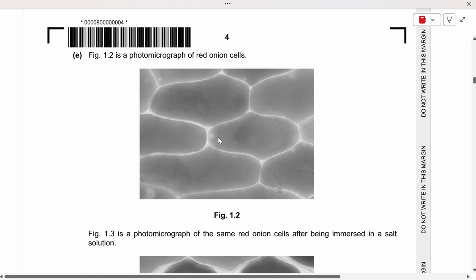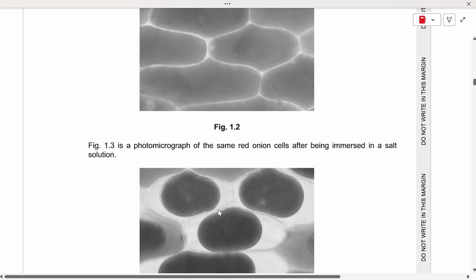Alright, but after it was immersed, it appears to be flaccid or plasmolyzed because it has lost water. Then apart from that, the cell after it was immersed appears darker than before. Again, when we look at it, we can see that the cell after it was immersed has somewhat detached from the cell wall. The cell membrane has detached from the cell wall, unlike before immersion where it had not yet detached.